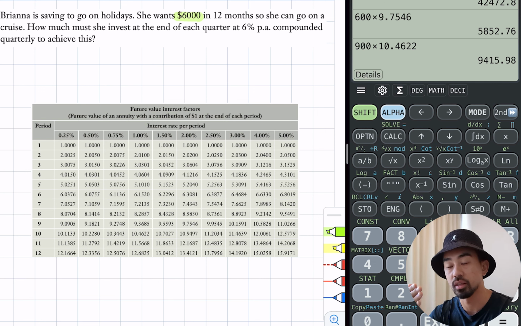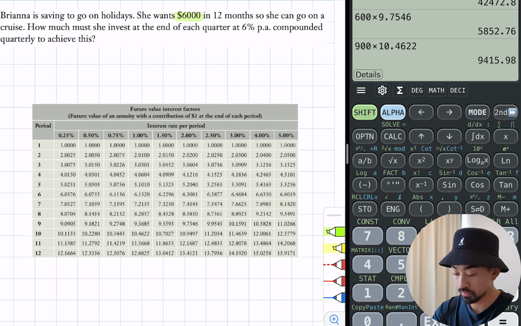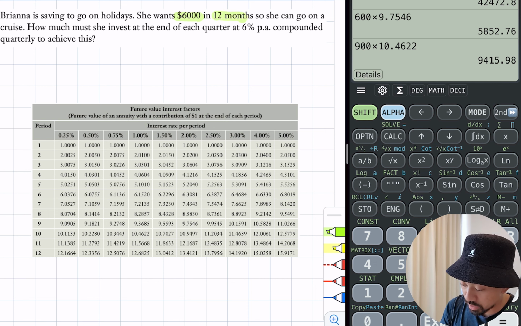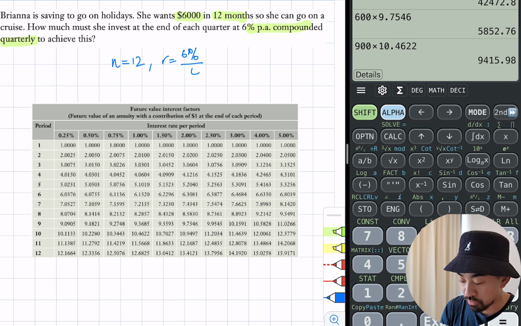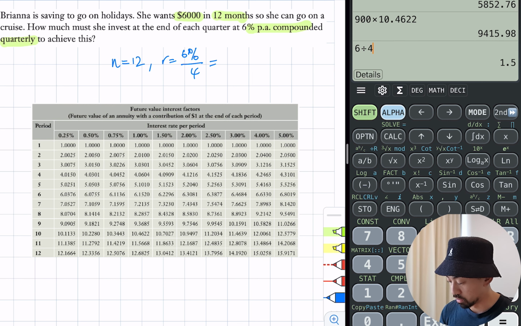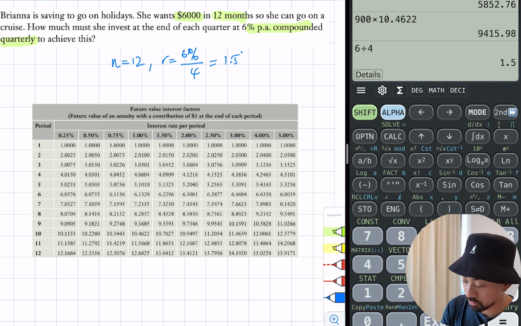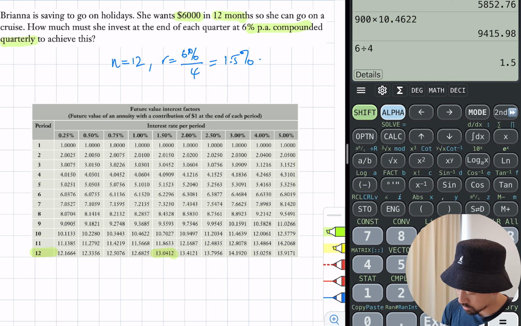So remember those regular payments that make up an annuity. So she's going in 12 months and it's compounded 6% quarterly. So my N is equal to 12. My rate is 6%, but I need to divide it by 4 because it's quarterly. Okay, so 6 divided by 4 is 1.5%. So I need to find my interest factor, 12, 1.5%. So this is the one.